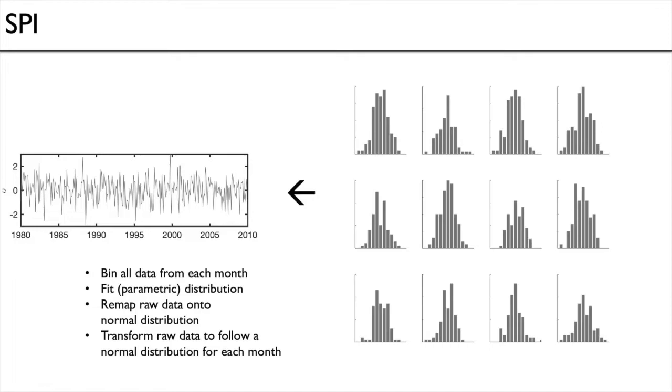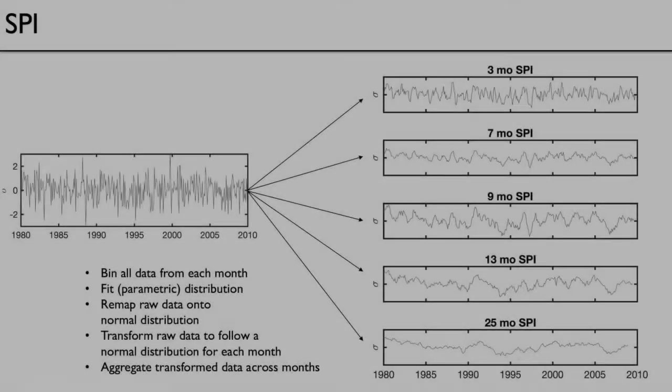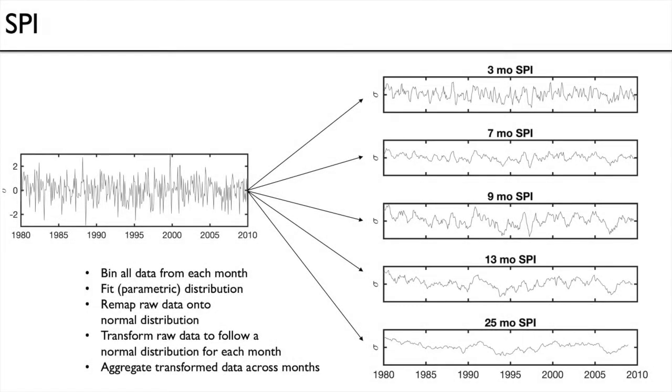Same with -2, -3. So now we have monthly data at a given location with unit standard deviation and zero mean, and it's normally distributed. And because it's normally distributed, via the central limit theorem, we can start aggregating our monthly SPI values together by just simply adding them up, so that you can look at not just the 1 month anomalies, but the 2 month or 3 month or 6 month or 9 month SPI departures.